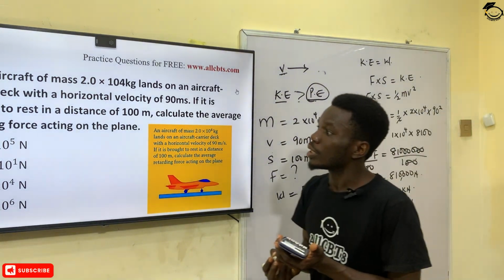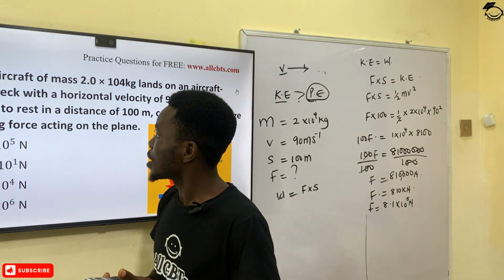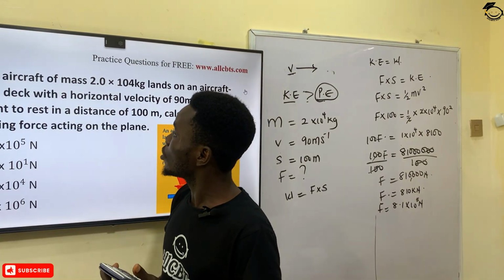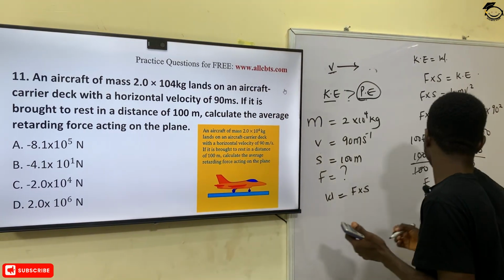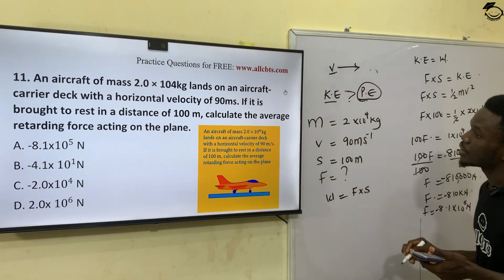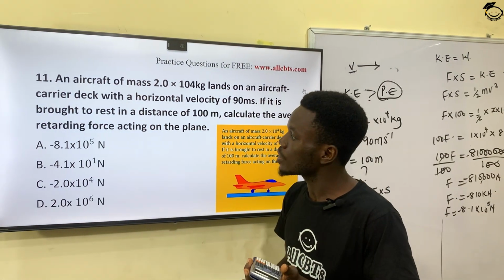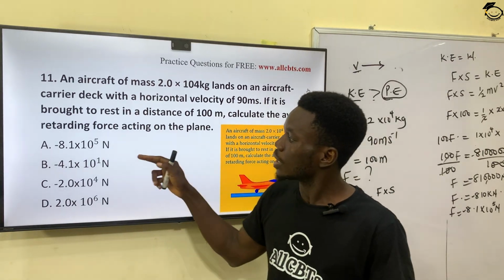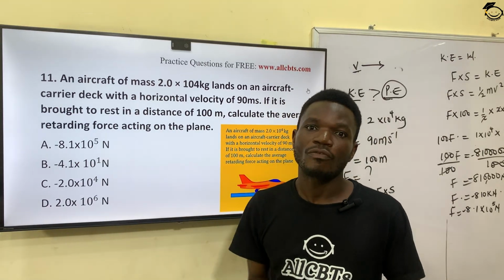So our correct answer here, and okay, the question says retarding force, which is a negative force. Hence we have negative here. Retarding force. So the correct answer to this question is minus 8.1 times 10 raised to power 5 Newton.